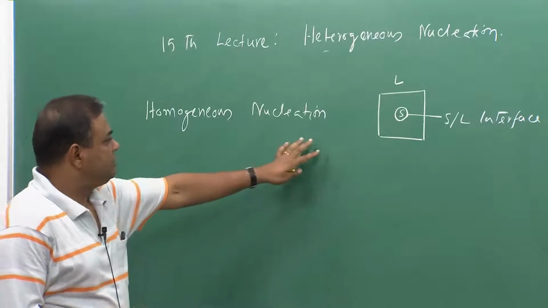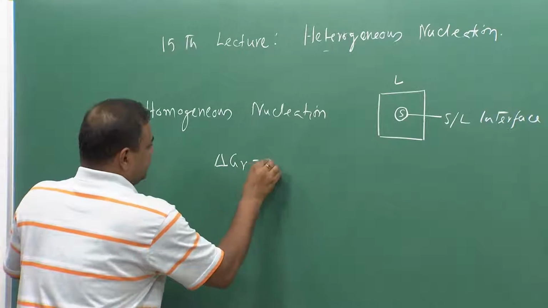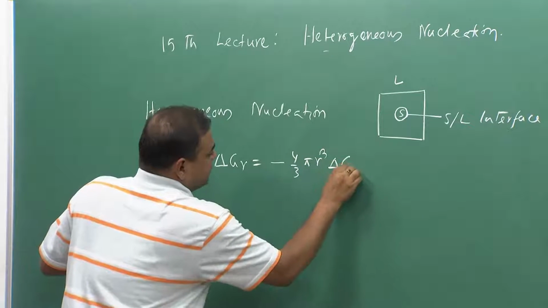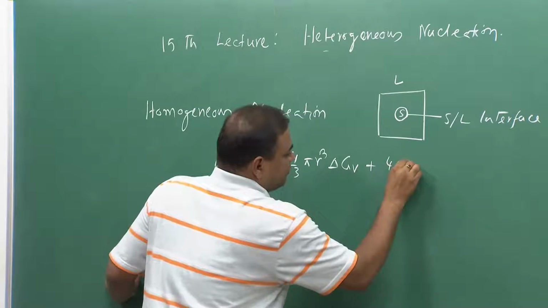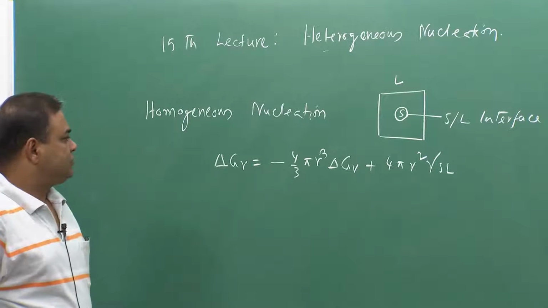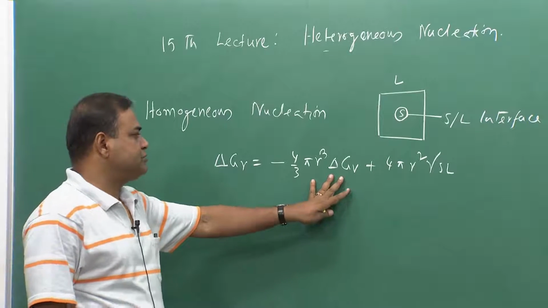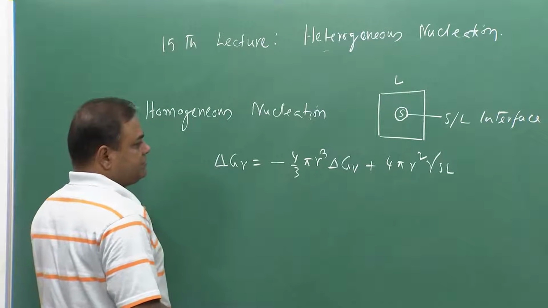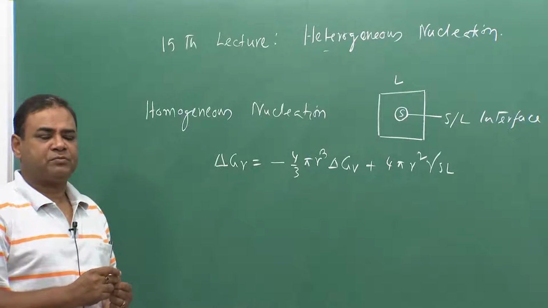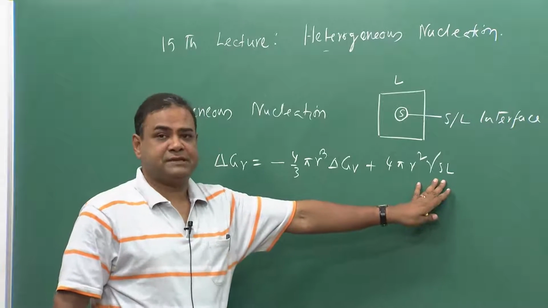And that means the expression what we have got, del G r is equal to minus 4 pi by 3 r cube delta G v plus 4 pi r square gamma S L. So, this expression, this is the energy supplied, which is due to the thermal gradient. Thermal gradient means from T m to a temperature where transformation is taking place, and this is the surface energy which is being created during the transformation.